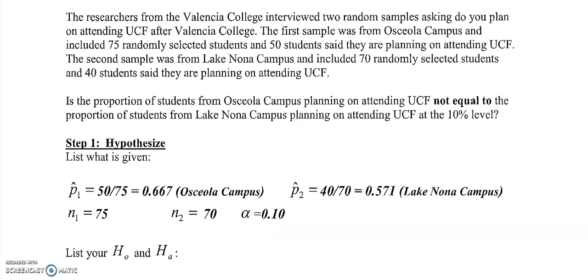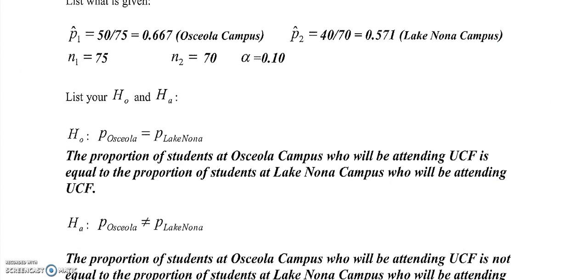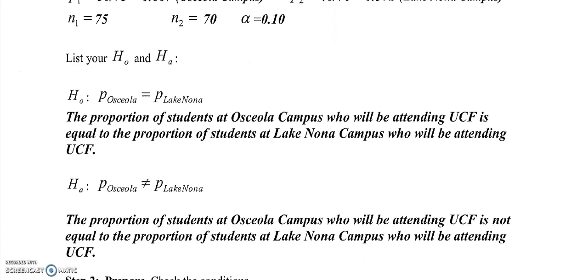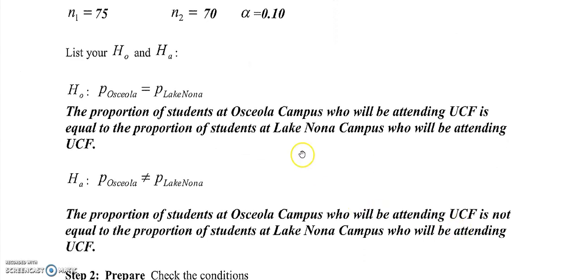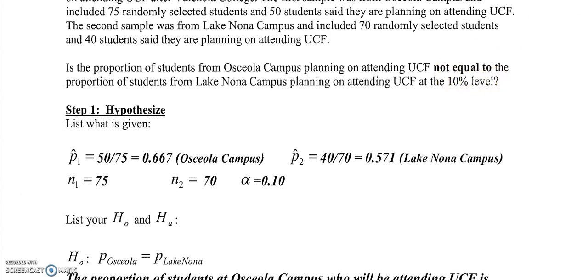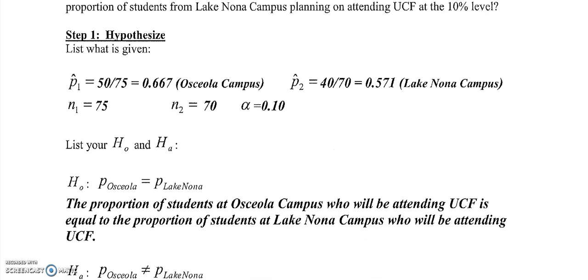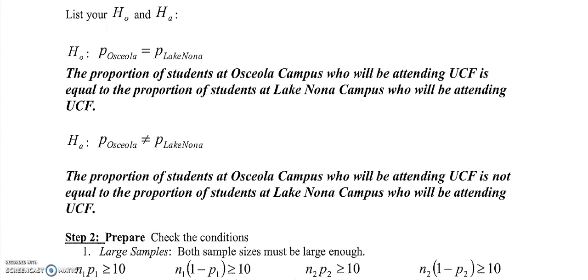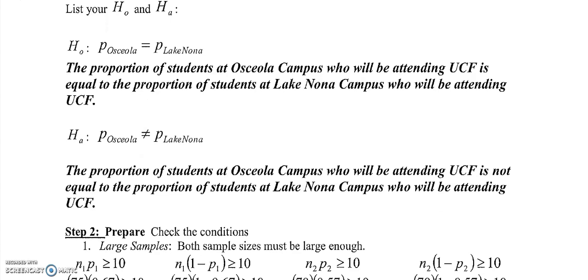So we're going to talk about our H0 and HA. H0 is always equal to, so since we have Osceola campus first, the proportion of students at Osceola campus who will be attending UCF is equal to the proportion of students at Lake Nona campus who will be attending UCF. In the problem, it's stated not equal to. So HA is going to be not equal to. The proportion of students at Osceola campus who will be attending UCF is not equal to the proportion of students at Lake Nona who will be attending UCF.